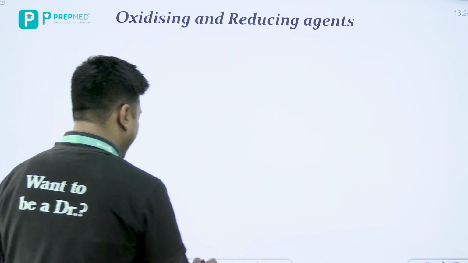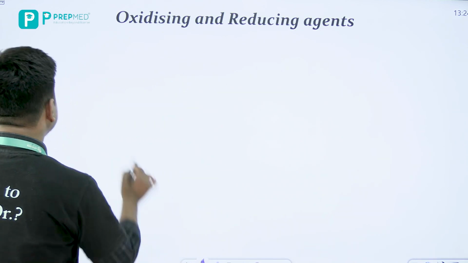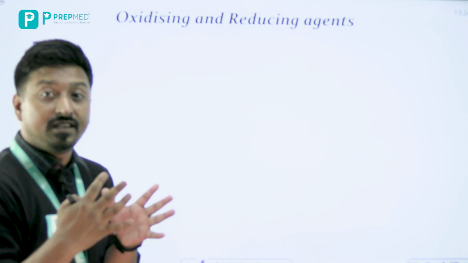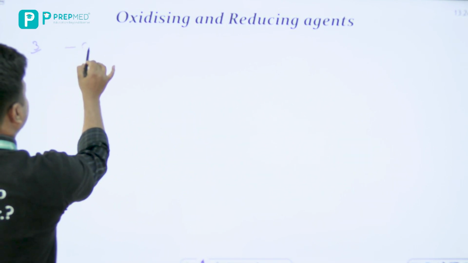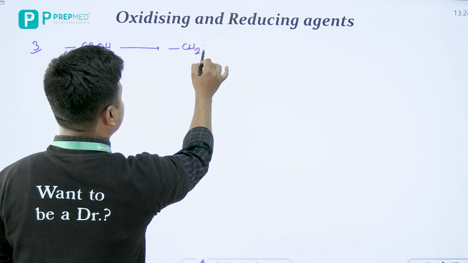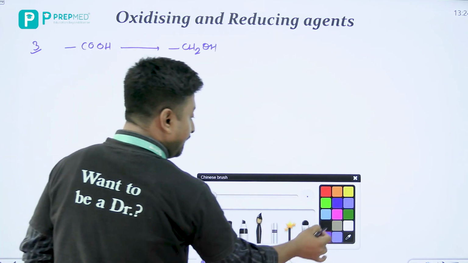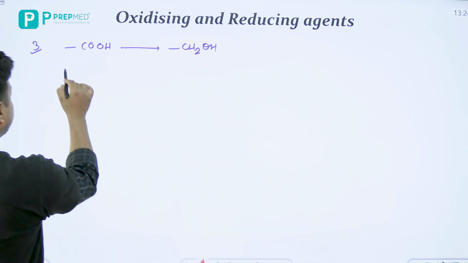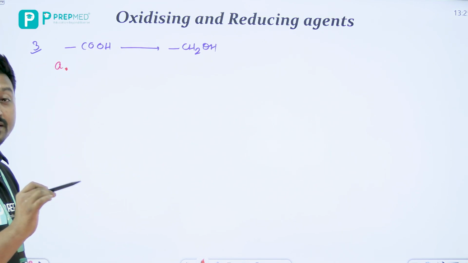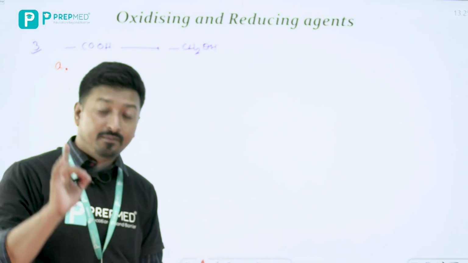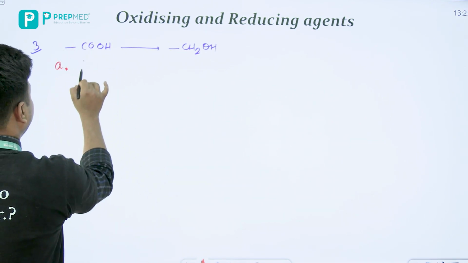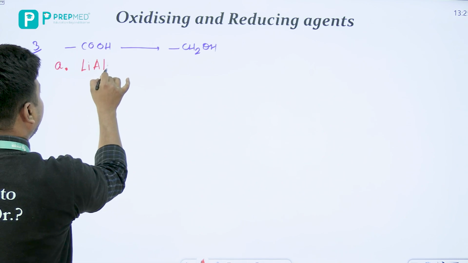Now coming to the third case, case number 3, that is the conversion of a carboxylic acid to the alcohol. How we can convert a carboxylic acid to basically an alcohol. Now here the reagent which is required to use is number A, lithium aluminum hydride. But remember one thing, sodium borohydride does not work here. So what I will use here is lithium aluminum hydride.